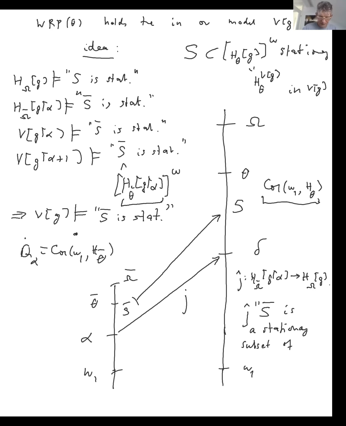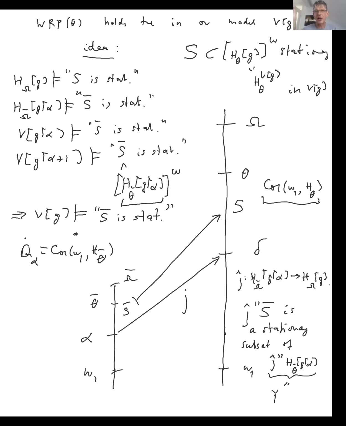Well, of what? Well, it is stationary, but of what? What is the relevant Y, as in the definition of the weak reflection principle? You just take the J hat of H theta bar adjoint G restricted to alpha. So this is your Y. Okay, so we have exactly what we want.